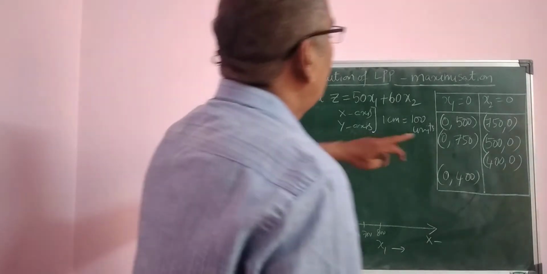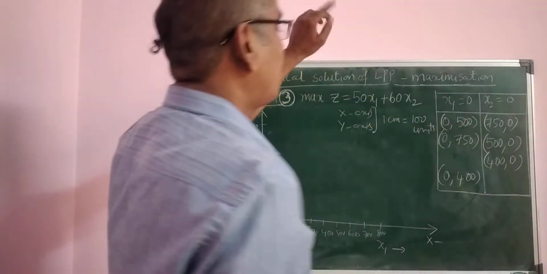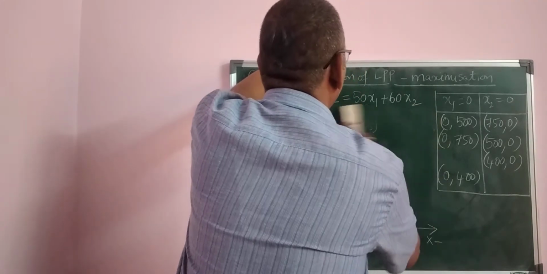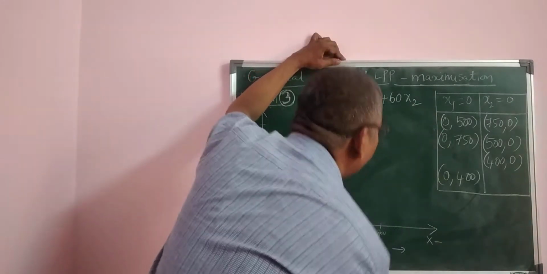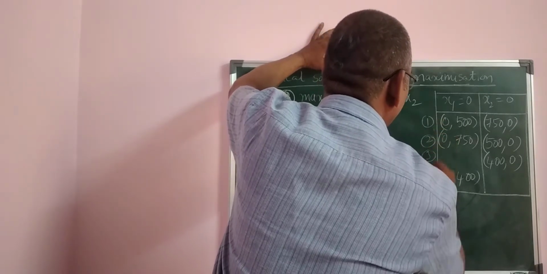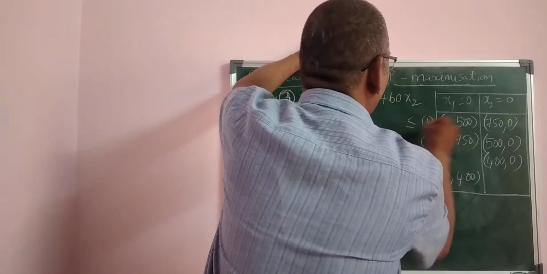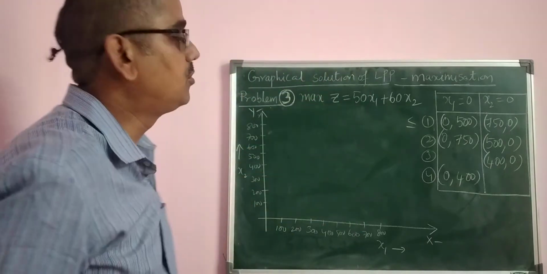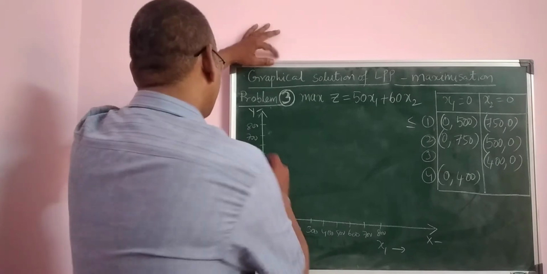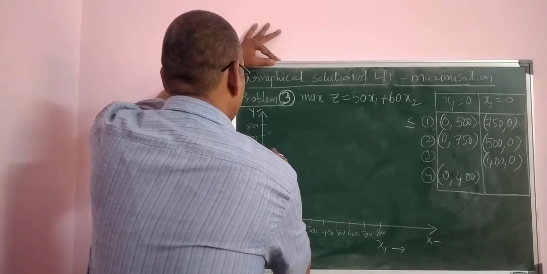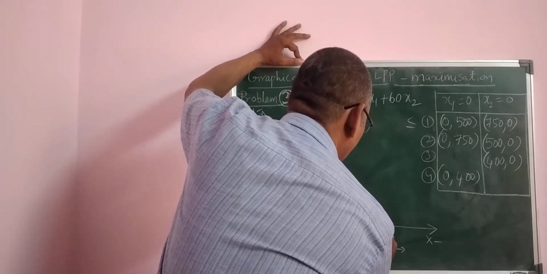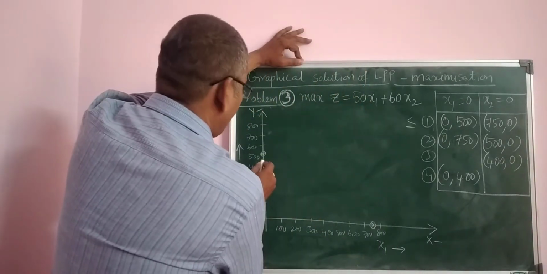So now, the first point is to consider the equations again. So don't consider all these values. Just consider equation 1, it is less than or equal to, and equation 2, equation 3 and 4, all less than or equal to. First one is (0, 500), it is here. It is (0, 500) and (750, 0). This is (750, 0). And join the points here.